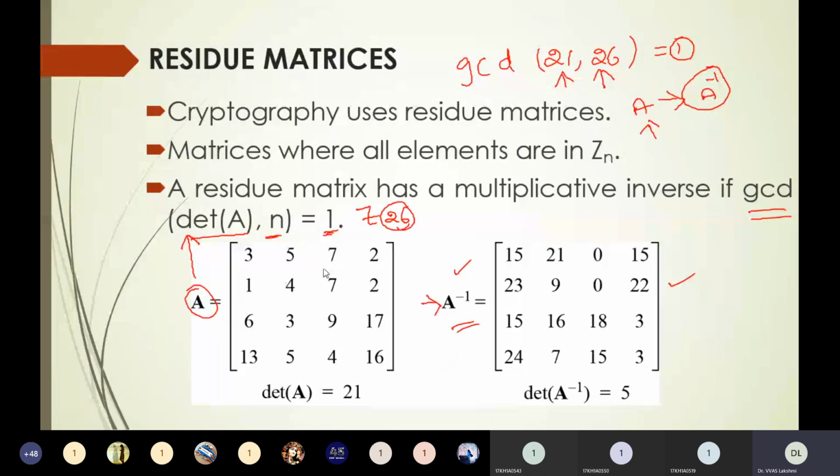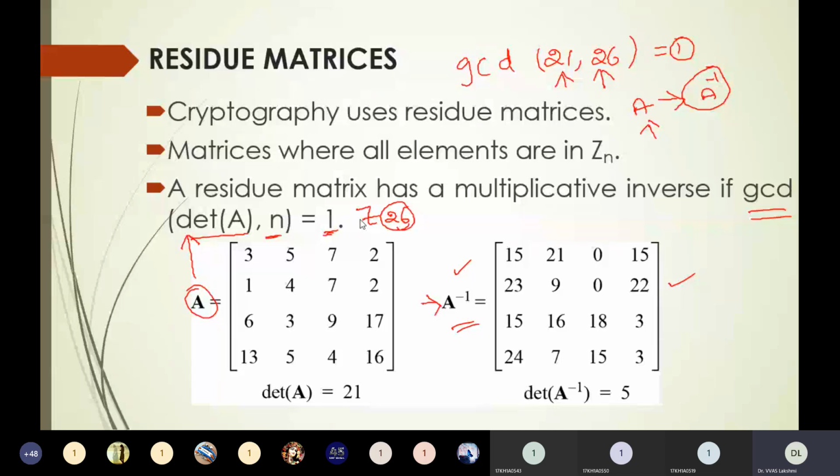We calculate the inverse value only then. If we get any number other than 1 when calculating the GCD value, then we do not go for calculating the inverse value. So this is the concept of calculating inverses. For additive inverses of matrices there is no formula and no checking: A minus A is equal to 0, then it is the additive inverse.